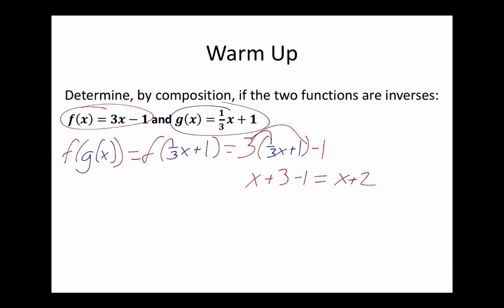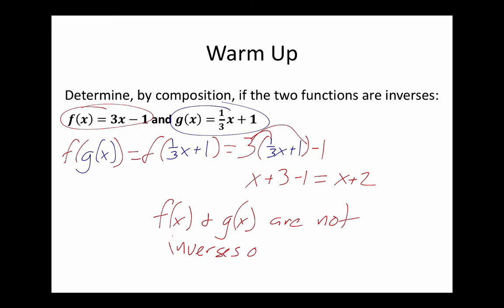So this is not, sorry, let me clarify that. As a result, we can say f of x and g of x are not inverses of each other. If you find out one direction doesn't work, you don't need to check the other direction. We don't need to check out g of f of x because if one doesn't work, the other doesn't work.